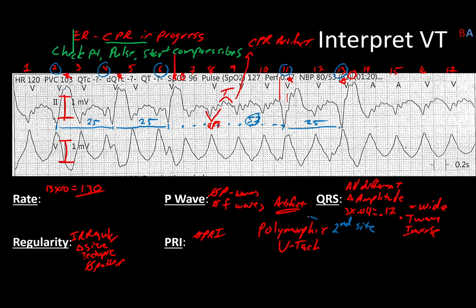But in this case, I think it's polymorphic V-Tach with a second site firing. It may be a secondary V-Tach site, so that you've got polymorphic V-Tach because there are two locations going off at once. That was the big thing I wanted to show you guys on this: really neat stuff like this does happen.